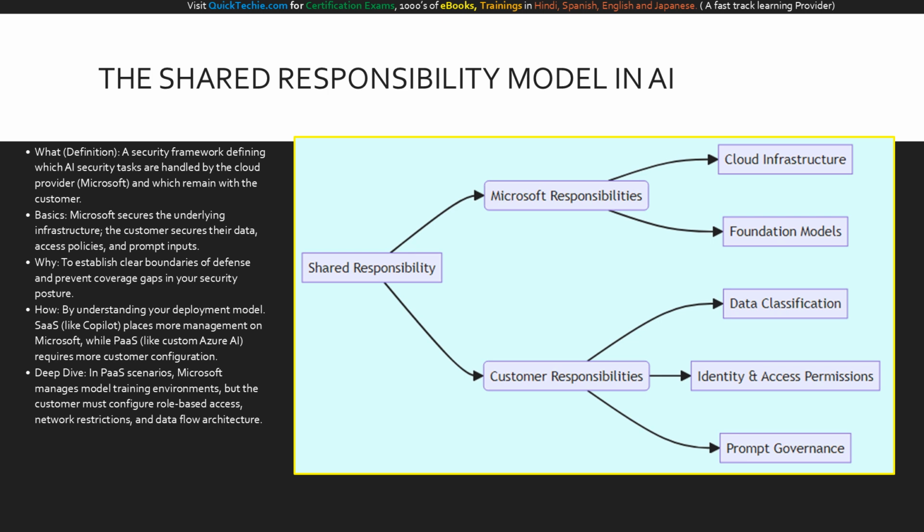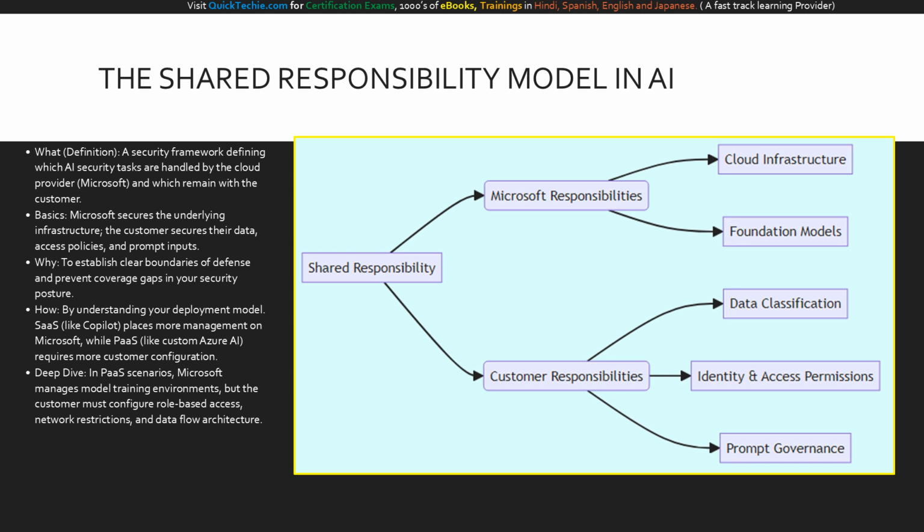Why do we use this model? Because clarity is the ultimate defense. If you assume Microsoft is managing your internal employee access permissions, you will create a massive security gap. How this applies depends on your deployment. If you buy a SaaS product like Microsoft 365 Copilot, Microsoft handles the vast majority of the backend security. But if you build a custom PaaS solution using Azure AI, the deep dive reality is that you must configure the network restrictions, implement your own role-based access controls, and actively monitor your specific application's telemetry. You must own your side of the shared responsibility line.